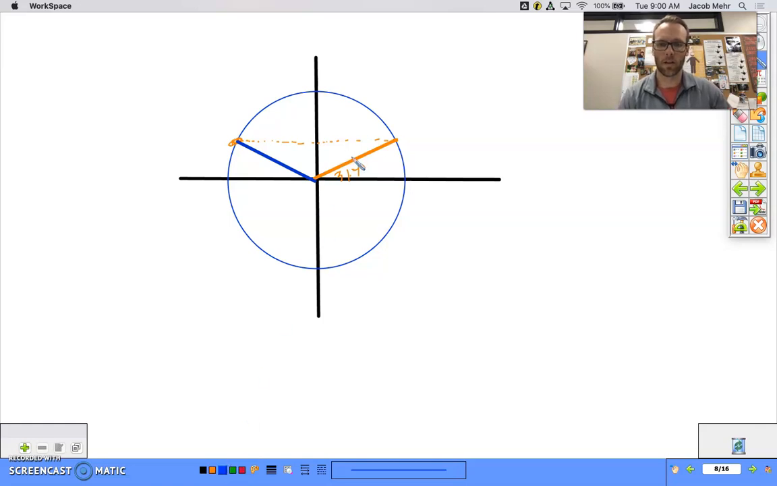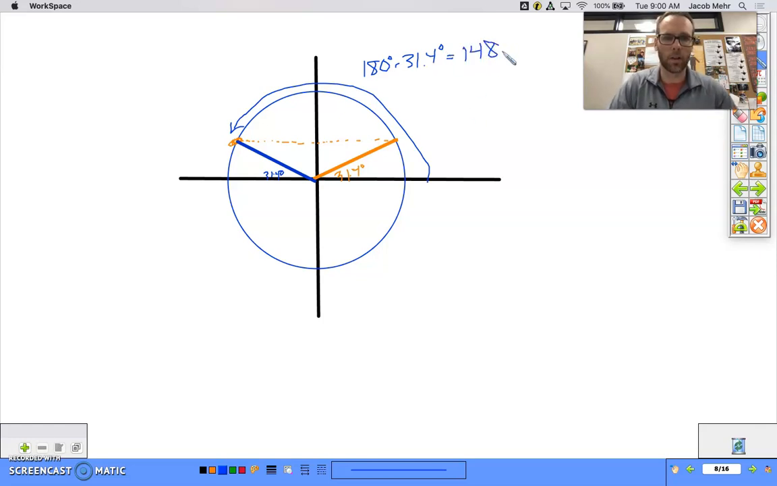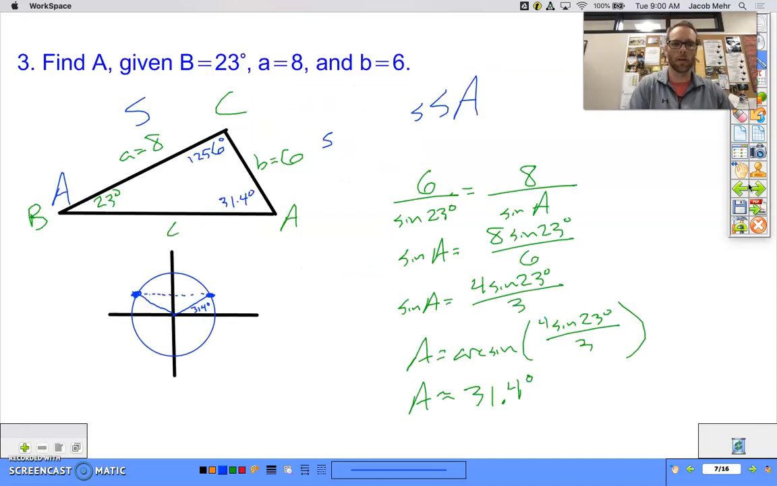Well, we've got some symmetry here. That's 31.4. So this angle right to there has got to be 180 minus 31.4, which is 148.6 degrees. So we come back here and we say A is about, what did I say, 148.6 degrees.